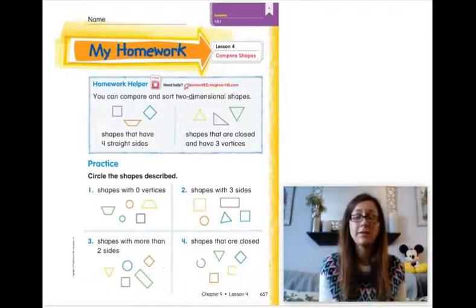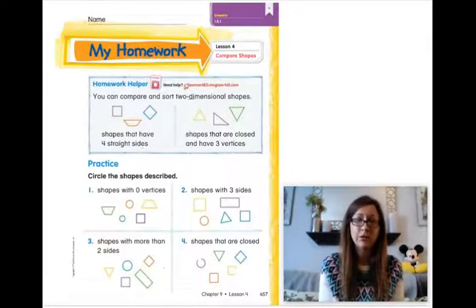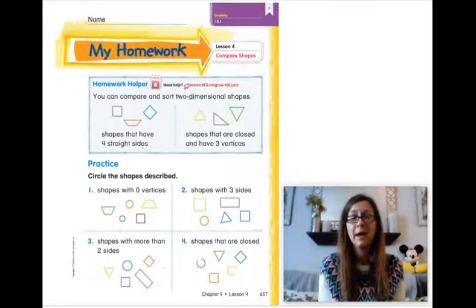For some extra practice, you can do the My Homework page, page 657 and 658 in your workbook. Remember, all of these examples are exactly what we just went over together. Remember, if you need some extra time to work, you can pause this video, you can go back and replay it, and if you have any questions, please have your parents send me an email.